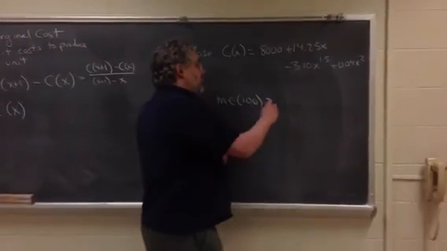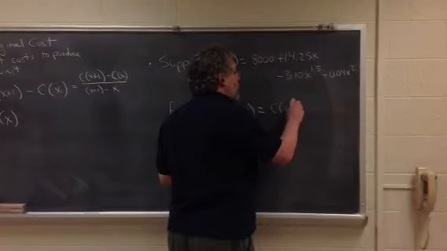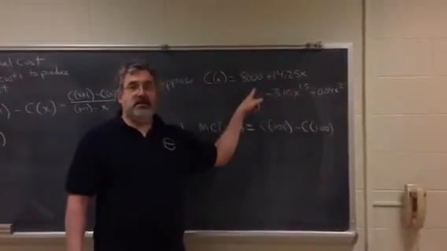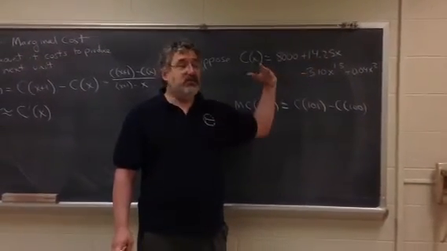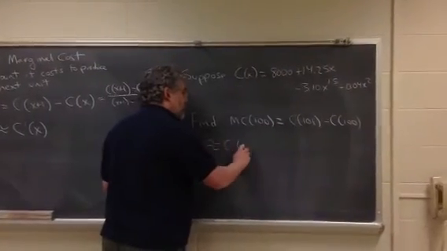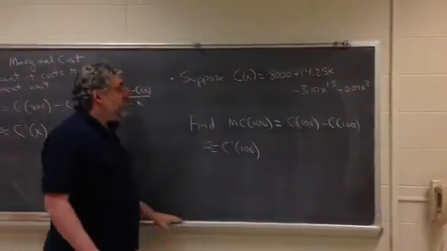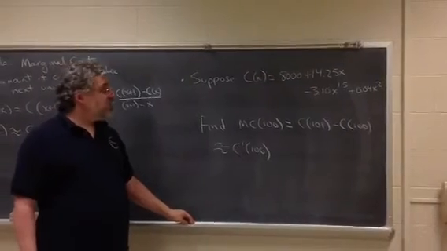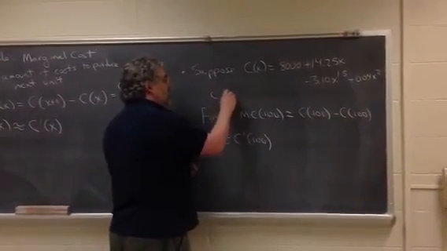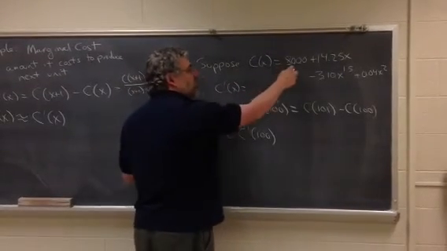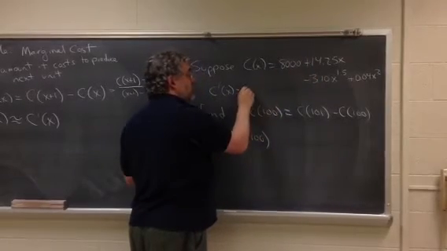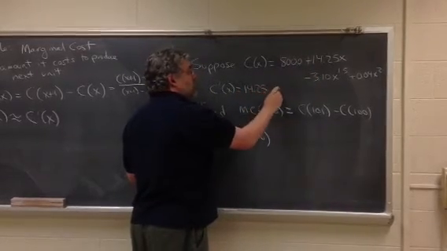Well, it's going to be the cost at 101 minus the cost at 100. Plug 101 into this. Plug 100 into this. You'll find it's very messy. Or we could say it's approximately the derivative of that. Now, what's the derivative of that? Well, find the derivative at 100. The derivative of a constant is 0. The derivative of the next piece, minus the derivative of the next piece.